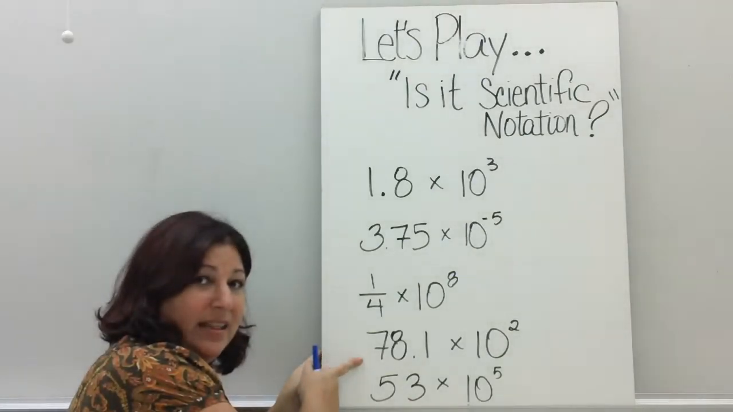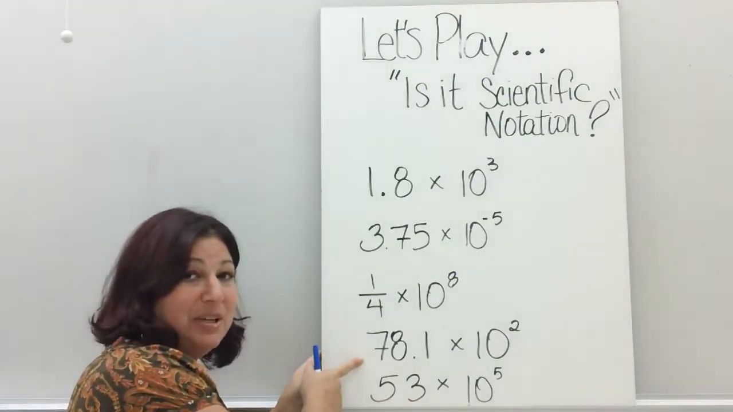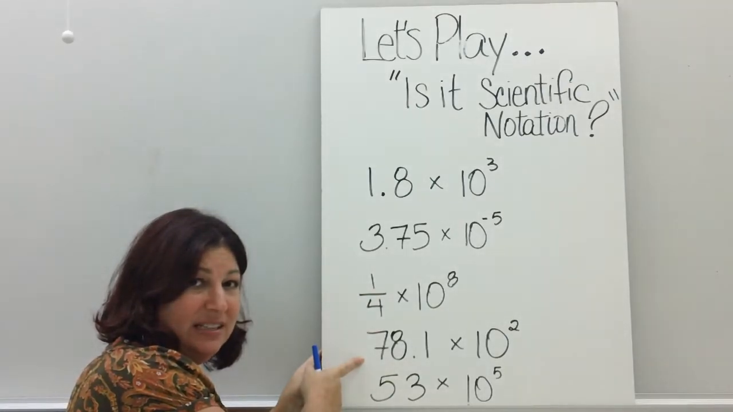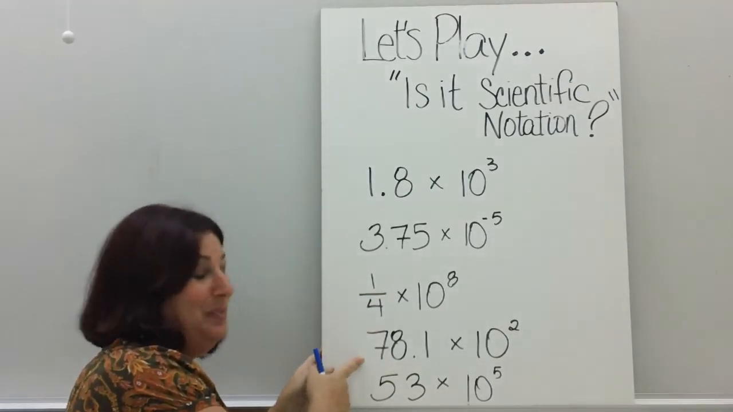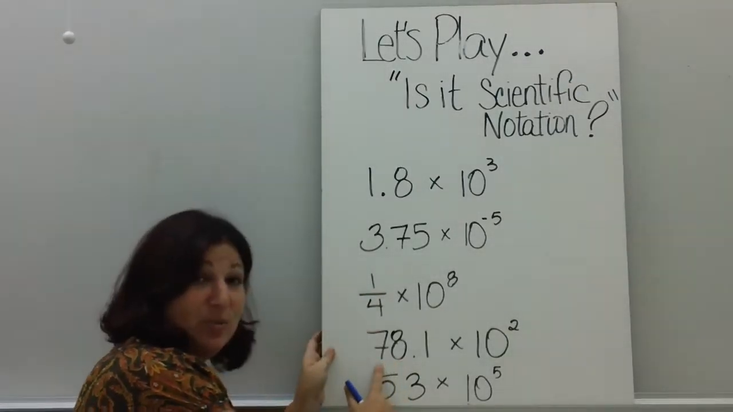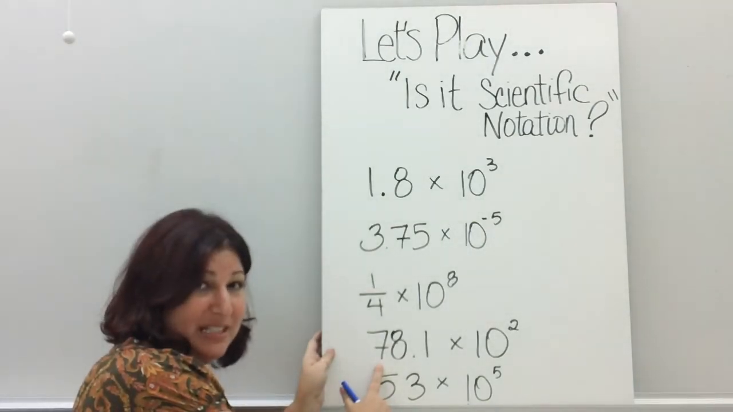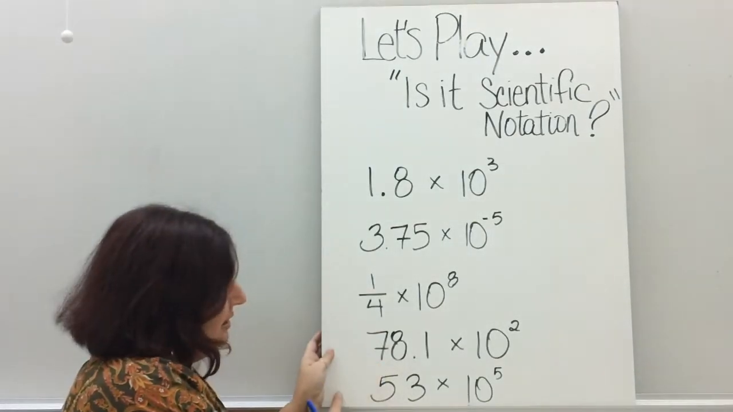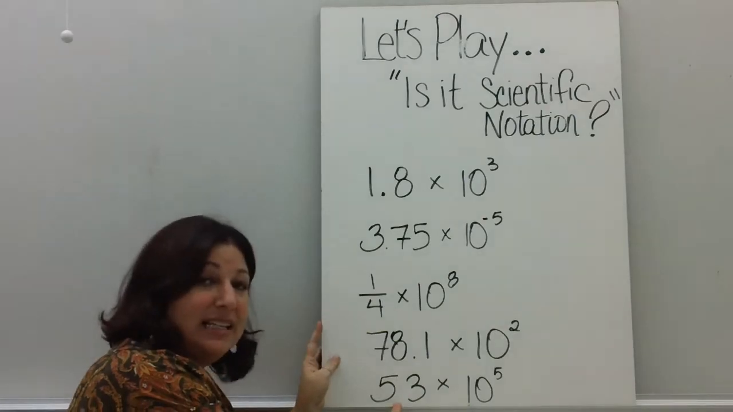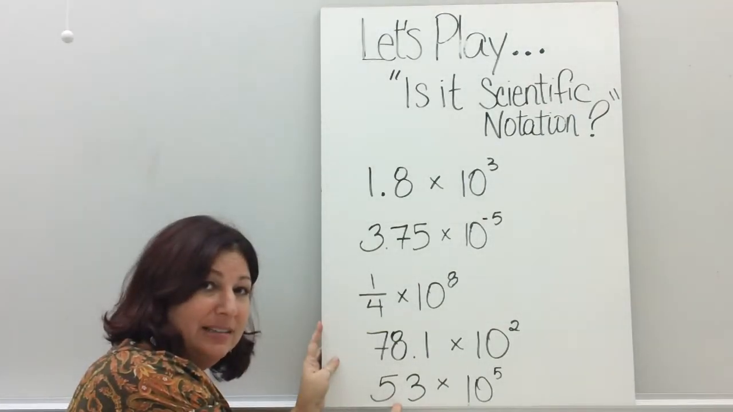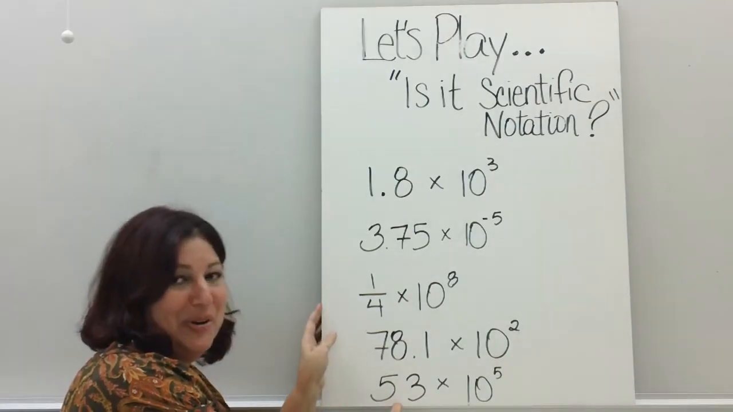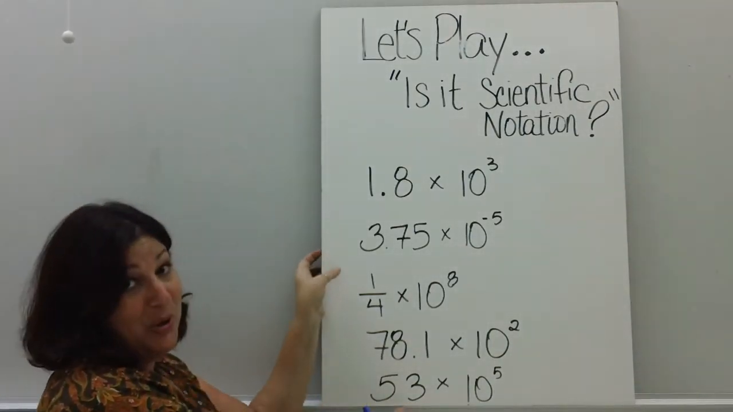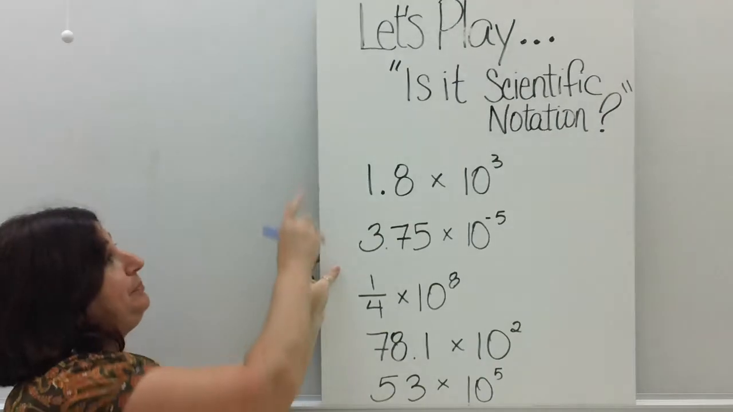78 and 1/10 times 10 to the 2nd power. Is this scientific notation? No, because 78 is greater than 10, and my numbers need to be less than 10. How about 53 times 10 to the 5th power? Is that scientific notation? No, because 53 is a whole number greater than 10.